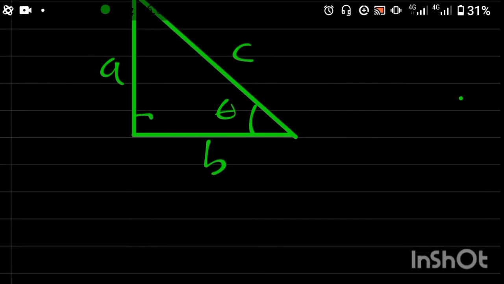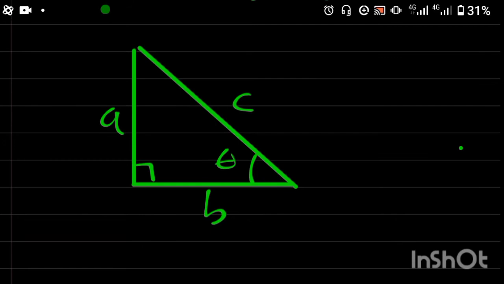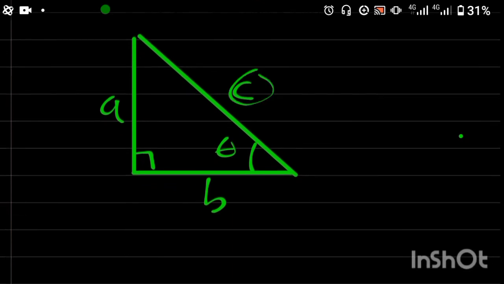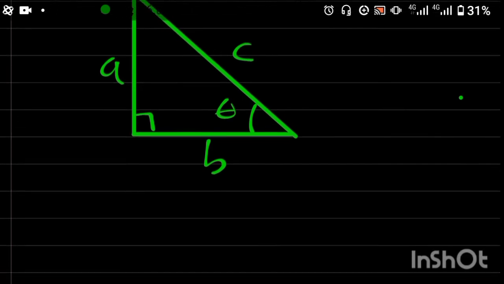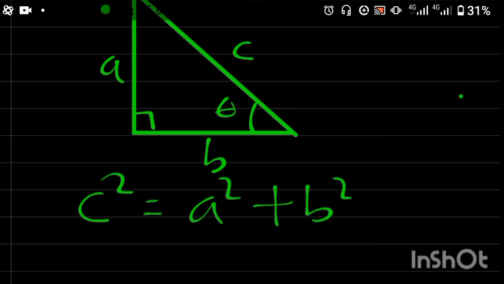Using Pythagoras theorem, the relationship between the sides of a right angle triangle is given by Pythagoras theorem. And Pythagoras theorem states that the square of the hypotenuse is equal to the sum of the squares of the other two sides. Please take note of that statement, so that you will not write b square is equal to c square plus a square, which is wrong. It is always the square of the hypotenuse, c square, that is equal to the sum of the squares of the other two sides. That is our Pythagoras theorem.